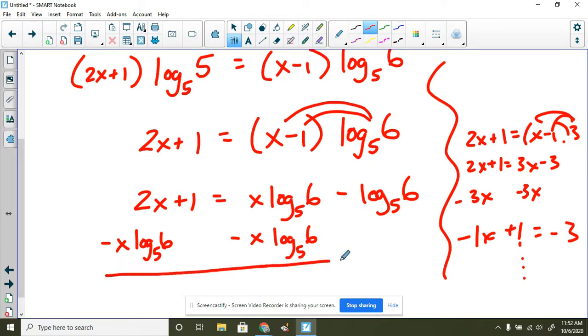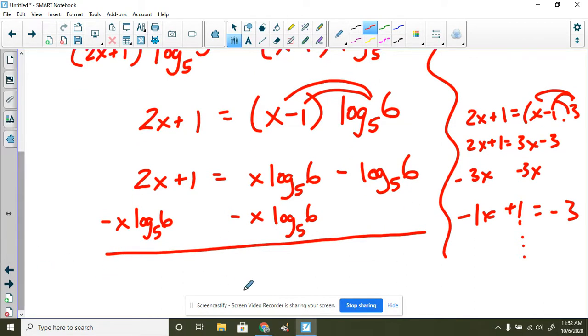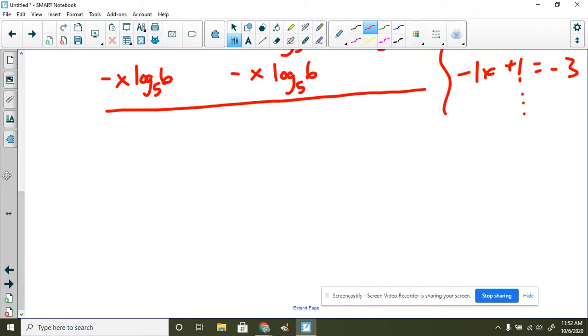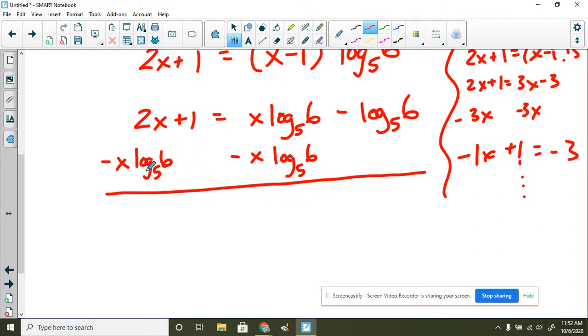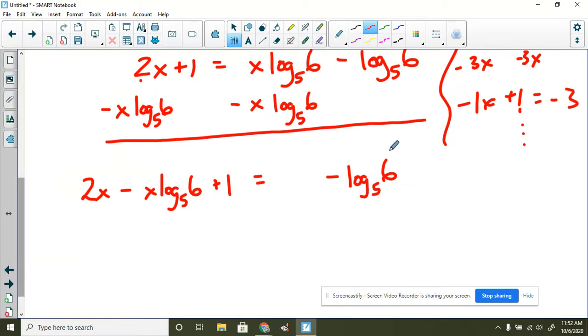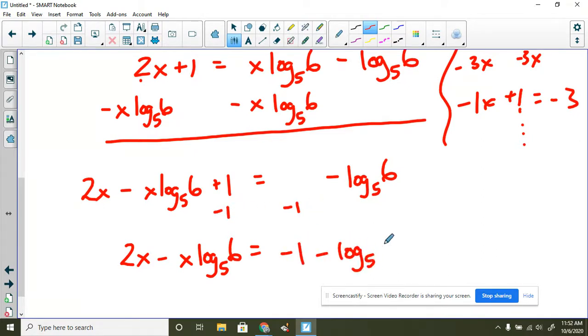Minus x log base 5 of 6 on both sides. The way that I'm writing this gets a little funky, because I'm putting the coefficient, the numerical part, behind the variable. Really, it should be log base 5 of 6 in front of the x, because I put the 2 in front of the x. Now this is 2x minus x log base 5 of 6 plus 1 equals negative log base 5 of 6. Don't focus on the log base 5 of 6's being the same. Focus on getting these x's together. So now I'm going to move this constant to the other side, subtracting 1 from both sides. So now I have negative 1 minus log base 5 of 6.